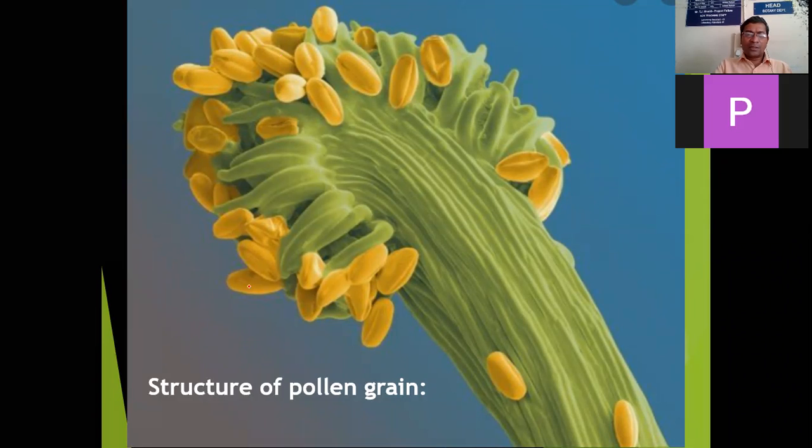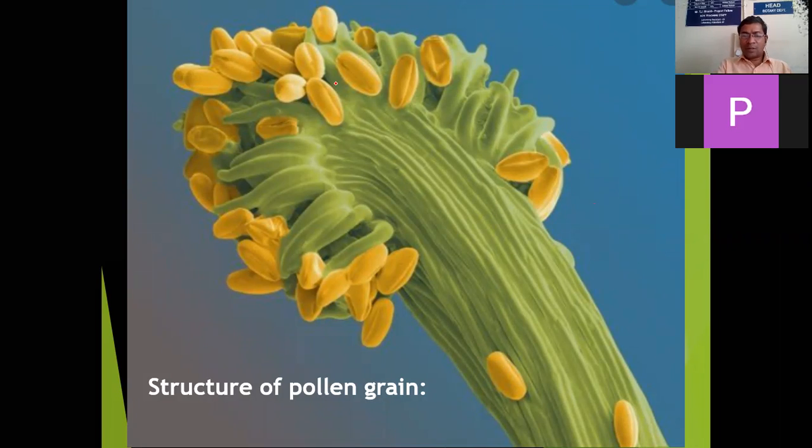Now you can see this is a picture which shows that these yellow colored structures are pollen grains. These pollen grains are on this structure, which is part of the style, and this is the stigma. Actually this picture is a scanning electron micrograph, taken under the electron microscope, and it shows the deposition of the pollen grains on the stigma.